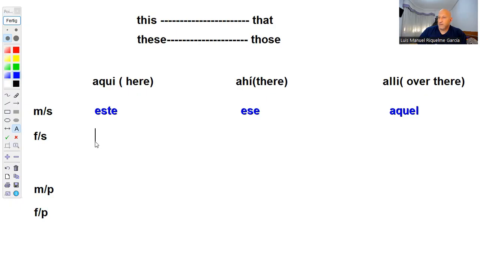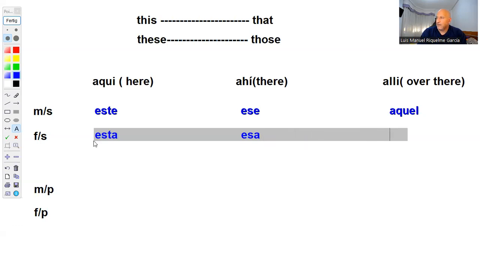Let's have a look at feminine. Esta. Close. Esta casa. Esta mesa. We are talking about one single female object that is close to you. Esa, that would be still feminine, still single, but a bit farther away. And finally, aquella.